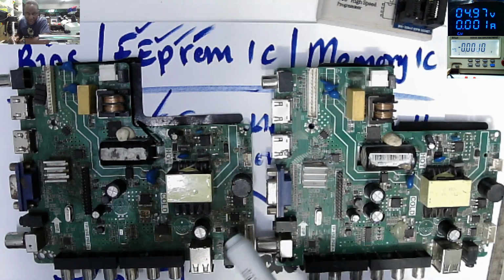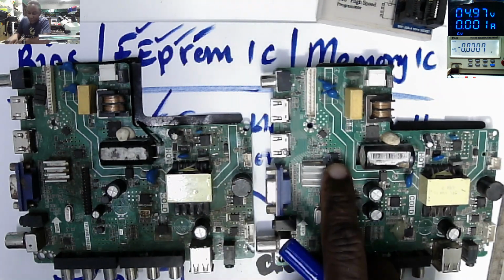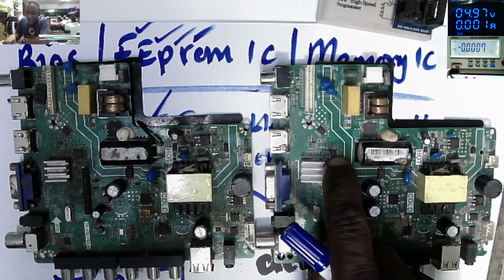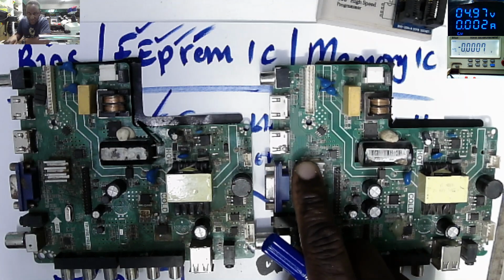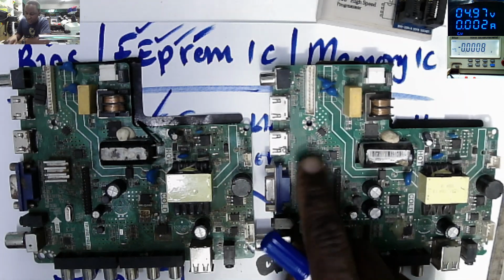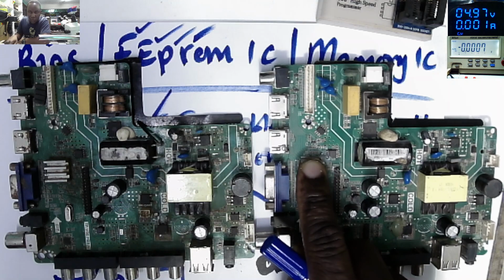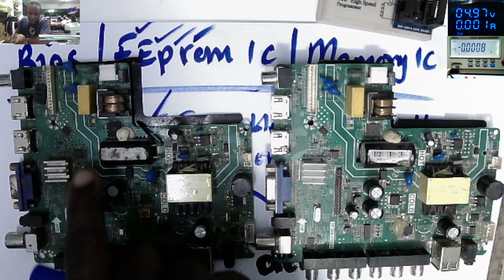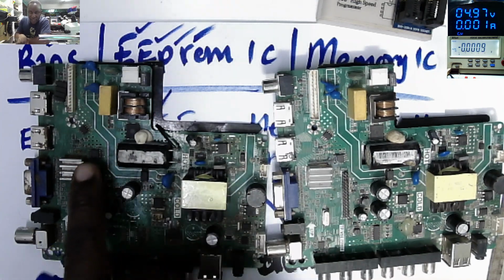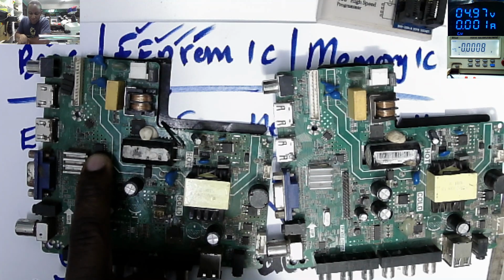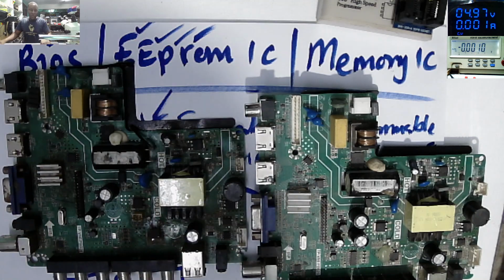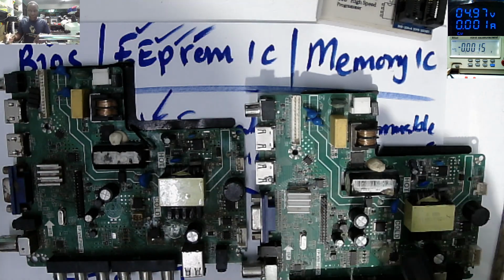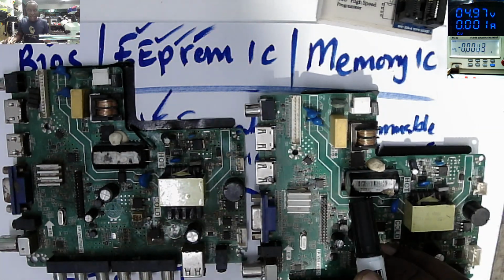These boards are identical, and here we have the EPROM IC next to the chipset, or this integrated IC, or the processor, whatever you call it. And here, same thing, that's the EPROM. So these boards are the same.